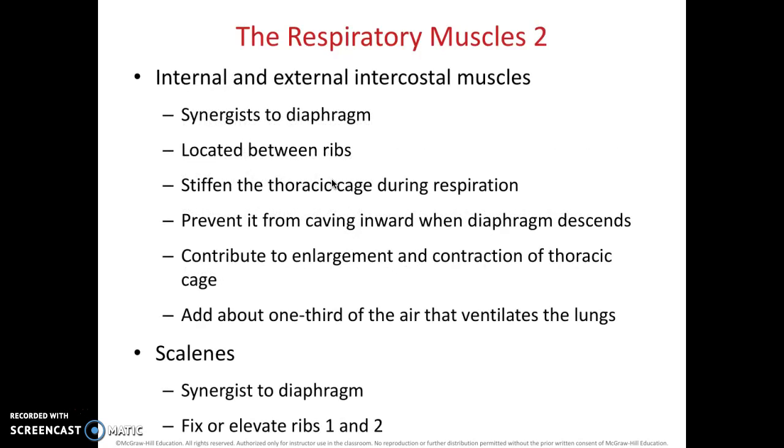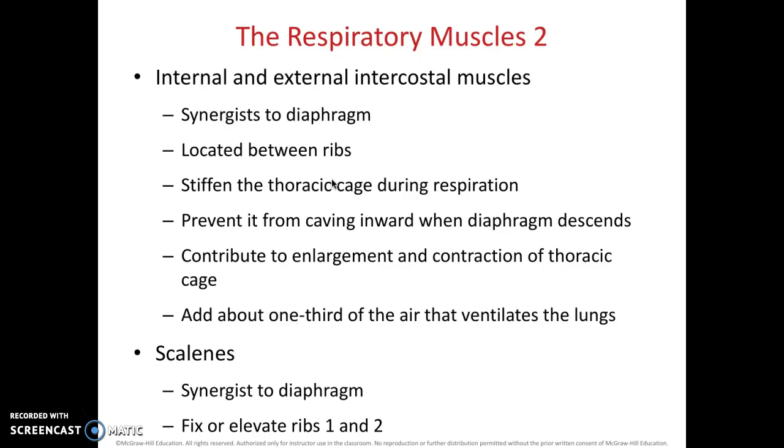So in addition to the diaphragm, there are also internal and external intercostal muscles, which are within the ribs. And these act as synergists to the diaphragm, so they work with the diaphragm. These are located between the ribs, and they stiffen the thoracic cage during respiration. This prevents it from caving inwards when the diaphragm descends, and contributes to the enlargement and the contraction of the thoracic cage. About 1/3 of the air that's ventilated into the lungs is because of these intercostal muscles.